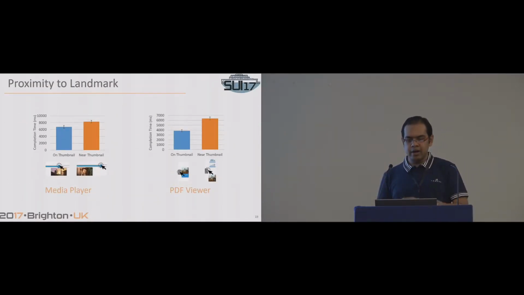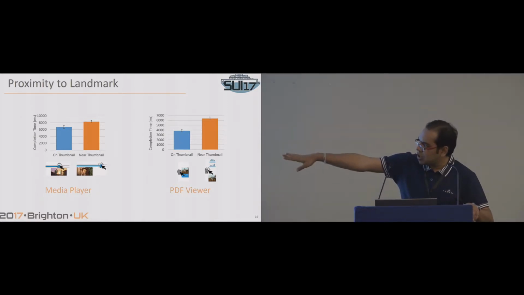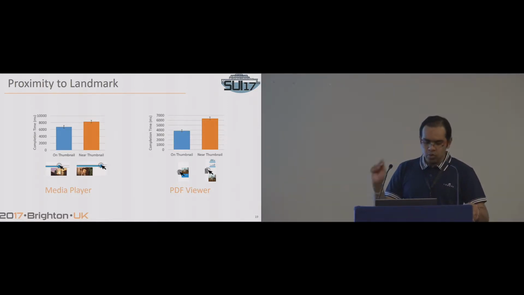And among the 8 target locations for the thumbnail condition for both interfaces, the media player and the PDF viewer, a few targets were exactly on the landmark, and some of the icons were near the landmark, as you can see in the bottom image. So we analyzed those clicking performances based on the proximity to their landmark.